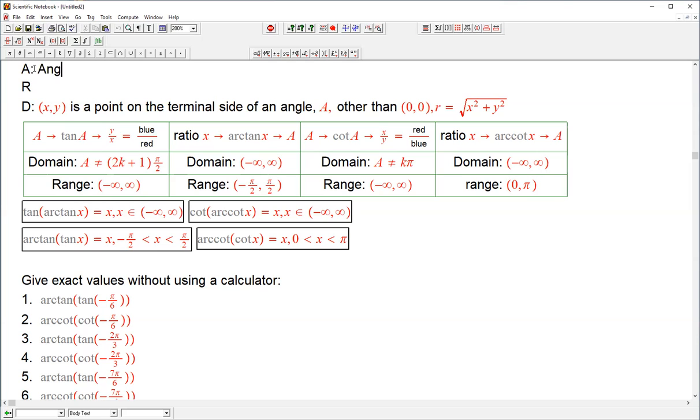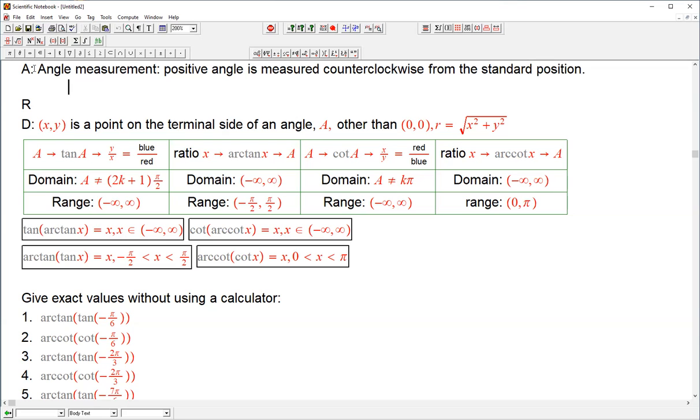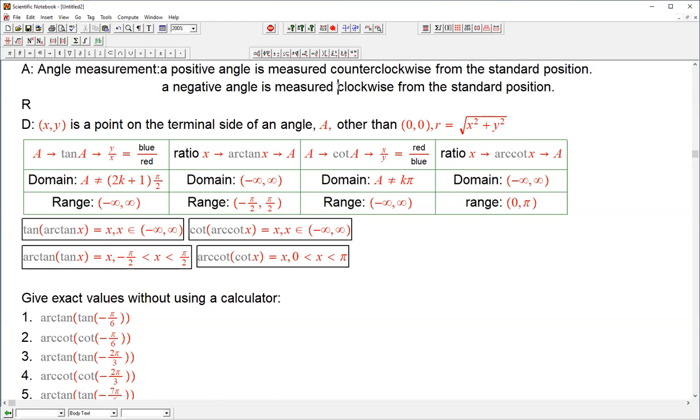A is about angle measurement. A positive angle is measured counterclockwise from the standard position, and a negative angle is measured clockwise from the standard position. So one is counterclockwise and the other one is clockwise.